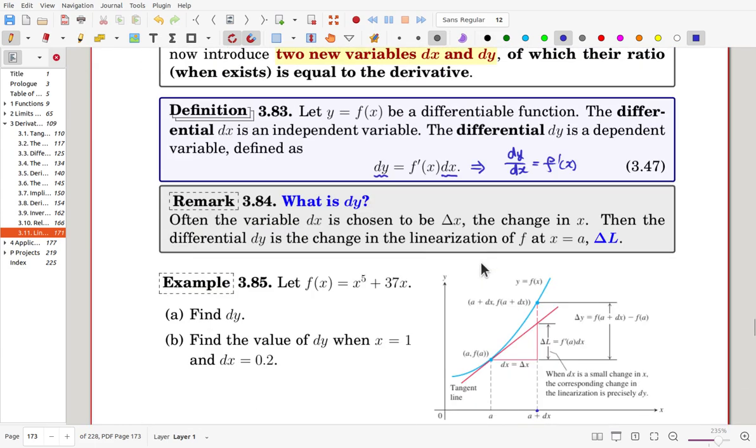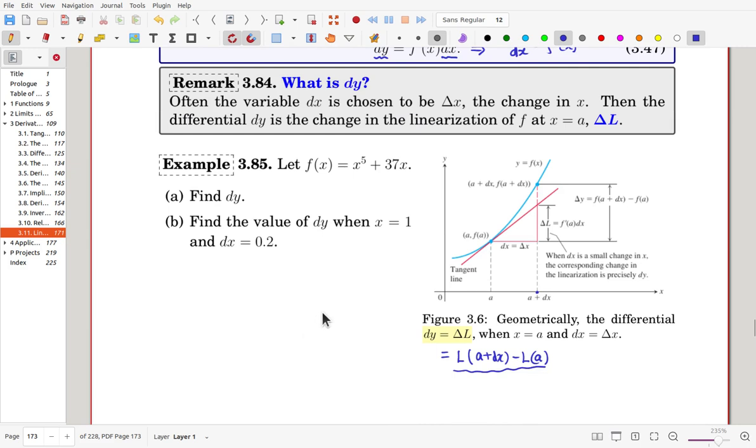Okay, now we go back to here. Let's try to find the dy, and we try to solve some related problems. f(x) is given here, x to the 5 plus 37x. And the first part is to find the dy. Now, to find the dy, we have to get f prime of x. So f prime is 5x to the 4 plus 37.